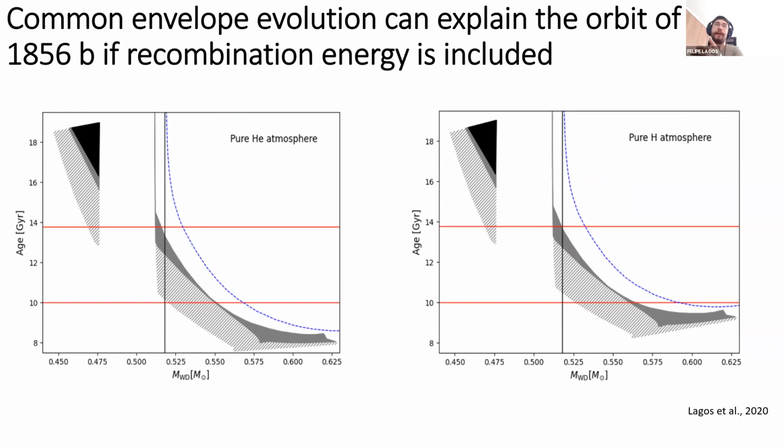The final results of our work are summarized in this figure that compares the total age of the system with the mass of the white dwarf. Here we have the age and the mass of the white dwarf. According to Vanderburg et al., the white dwarf atmosphere is most likely a mixture of hydrogen and helium. So we use two limiting cases for the composition of the atmosphere: a pure helium atmosphere and a pure hydrogen atmosphere. The red lines here represent the age of the thin disk, our upper limit for the age of the system, and here the age of the universe. The black line represents the best fit for the mass of the white dwarf, and the blue line is the age of the white dwarf assuming single stellar evolution.